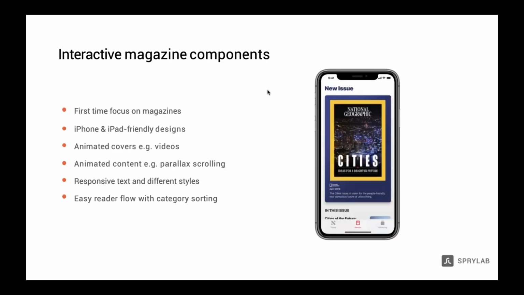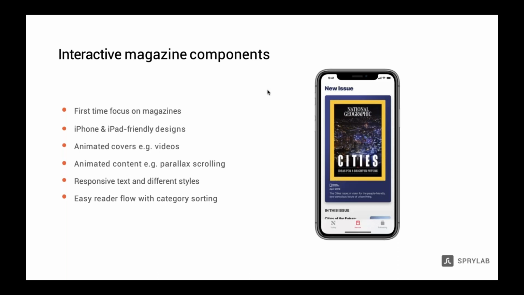Nice, if you take a look at the interactive magazine components, as said before, it is the first time with a focus on magazines. It is, of course, iPhone and iPad friendly design. You have animated covers, animated by videos, for instance. You have animated content components, which you can use. So parallax scrolling, animations, fade in, fade out, very nice. Of course, you have responsive text and different text styles. So columns and boxes which you can use, the background colors on the text, so you can use all these components in your content to make the content look even greater.